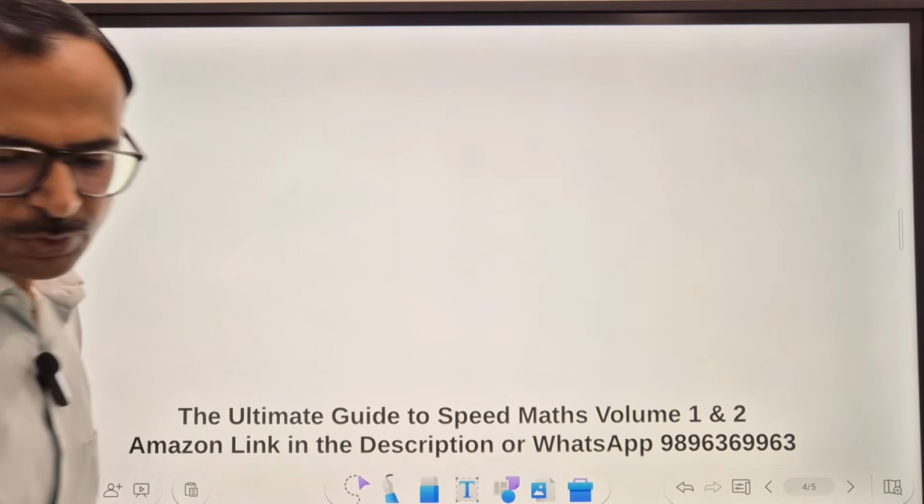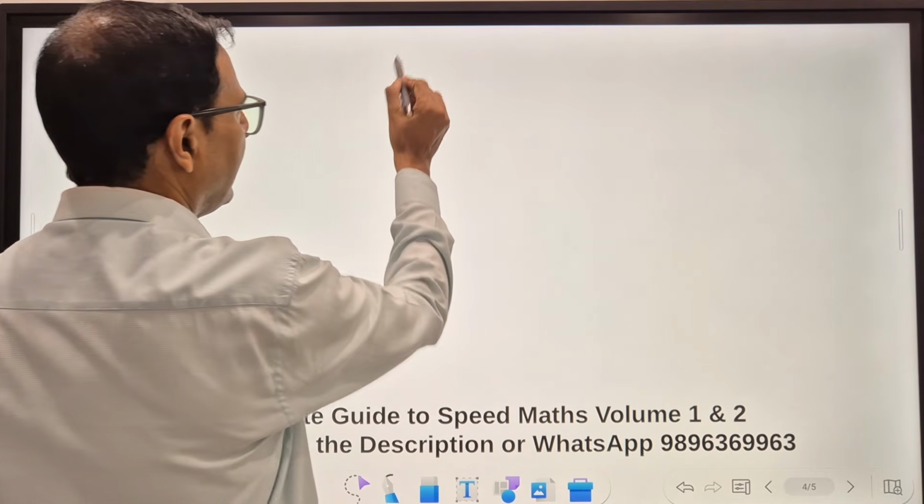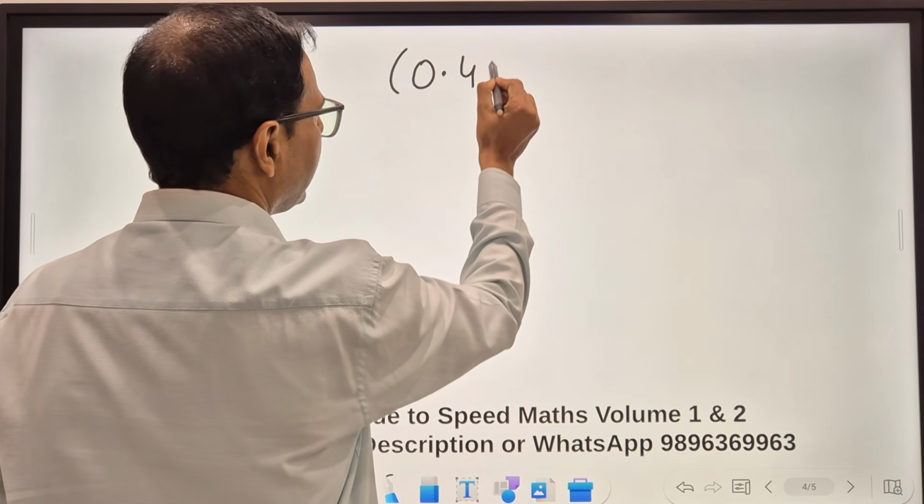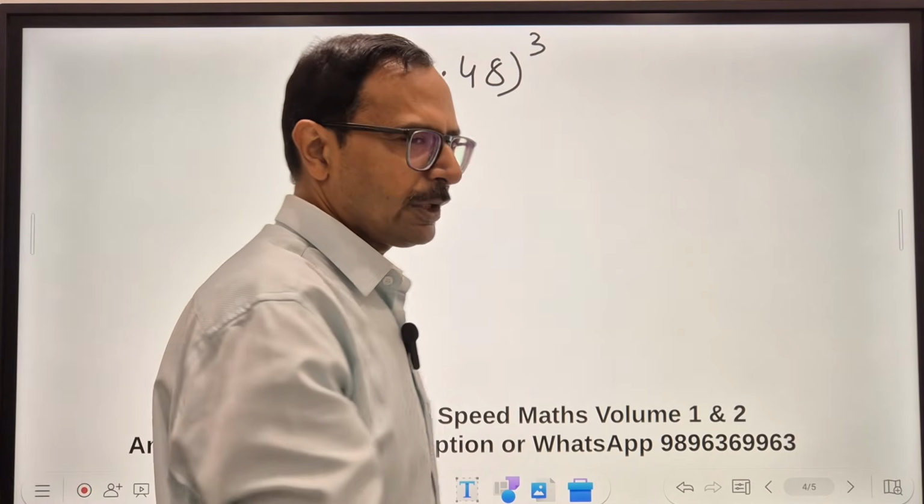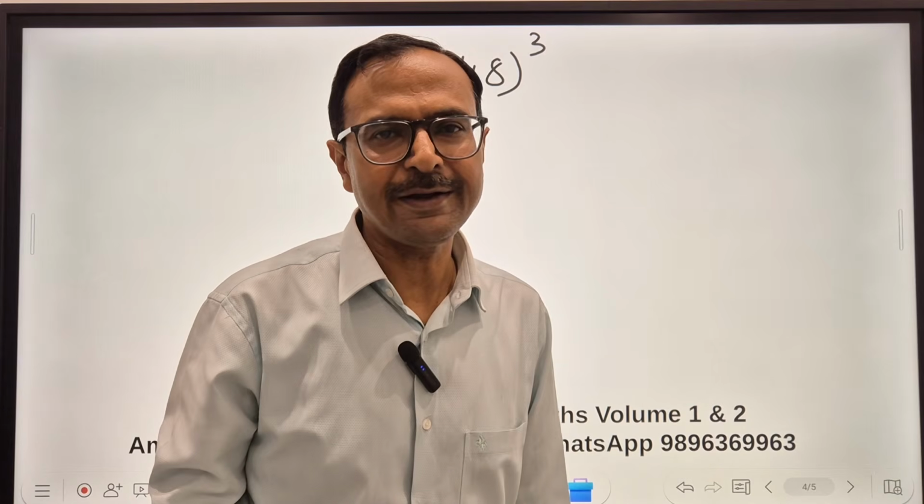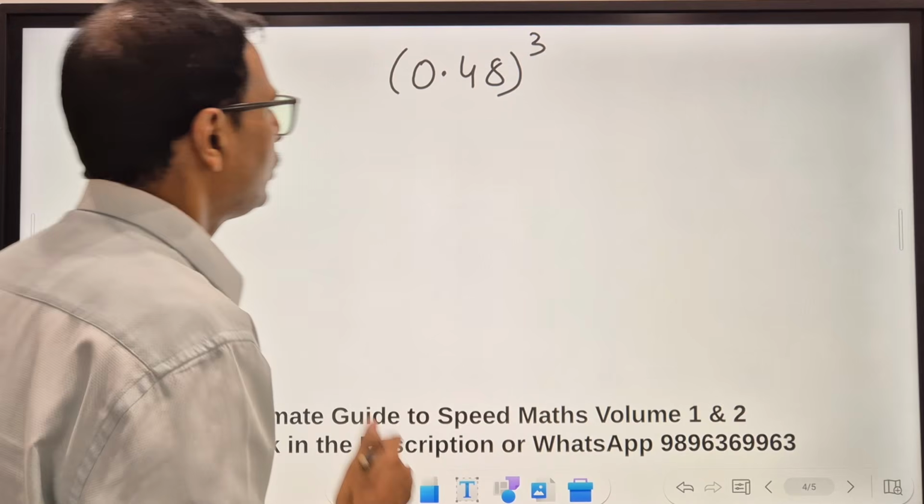So let's have one more question, and then we will understand how the cubing works so wonderfully well. So let's take 0.48 whole cube. Now 0.48, it is 48 only, right? So if I find the cube of 48, I'm done with the cube of 0.48 also. So how do I do it?